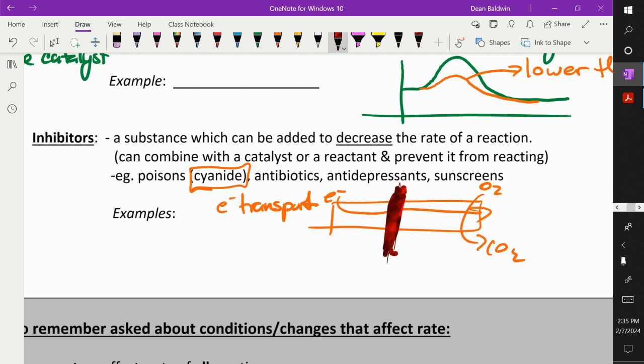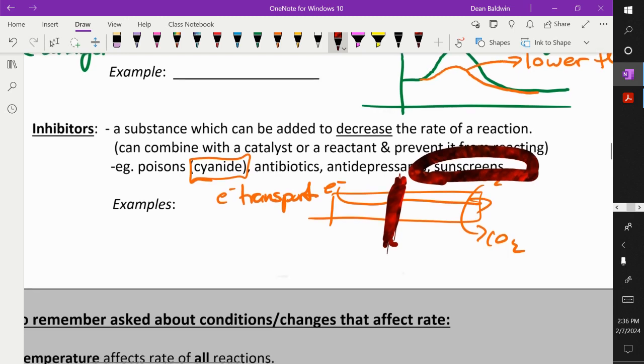But sunscreens are good inhibitors, right? Because they're blocking the UV light from damaging your cells. What do they call it? Apoptosis? Cell death? Apoptosis, that's it. So you inhibit cell death.